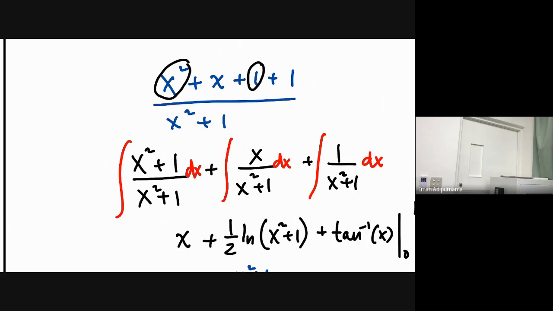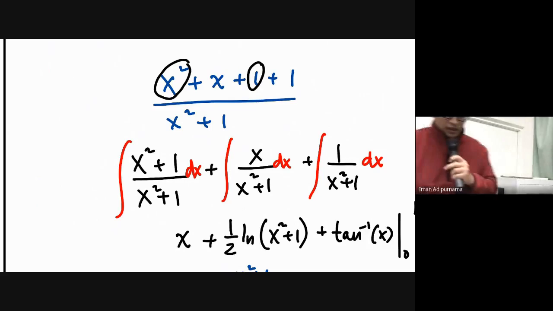And this becomes x squared plus 1 over x squared plus 1. It becomes 1. And the other one you can solve by substitution and this tangent inverse. And like I said before, you can solve it in under 2 or 3 minutes if you see the patterns.